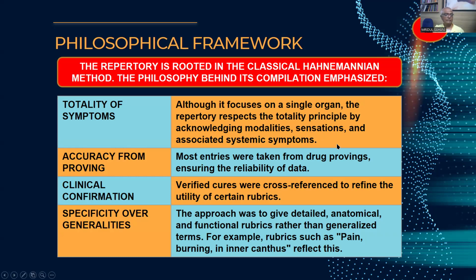That means the completeness of the symptom. Then accuracy from proving, whether these drugs were available during the drug proving records or not. So reliability was also a selection criterion for inclusion. Then clinical confirmations, verified from the cured cases, cross-referenced with refined utility, and then the specificity. Now, when we talk about the eye, we talk about the particular rubrics. But what is the specificity? Why is it different from the general? This is also important.